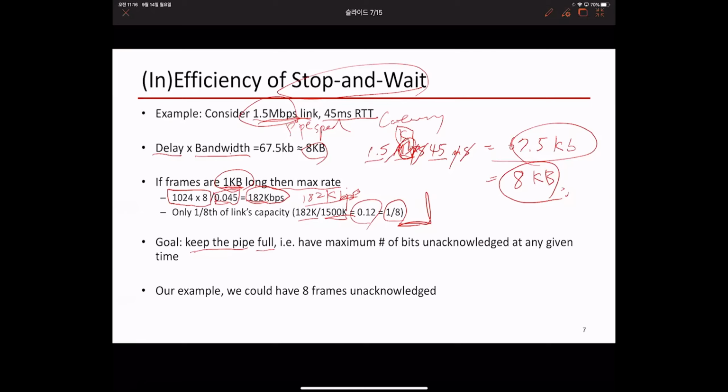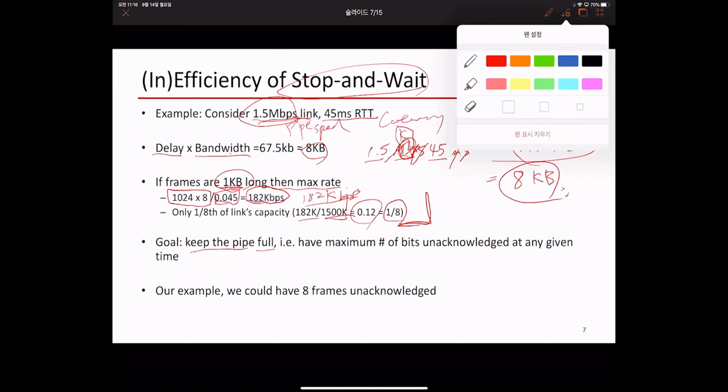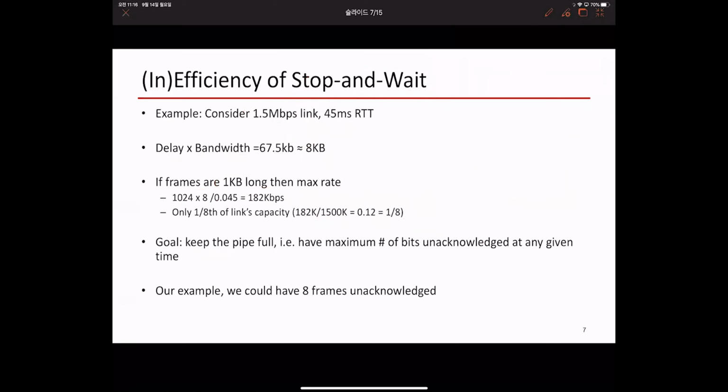Okay. So I'm going to show you my intention. I want to talk about the efficiency of stop and wait. Do you guys understand what stop and wait is? Stop and wait means, because I have a simplex communication, I have to wait until I collect the feedback. So I'm calculating stop and wait's efficiency.